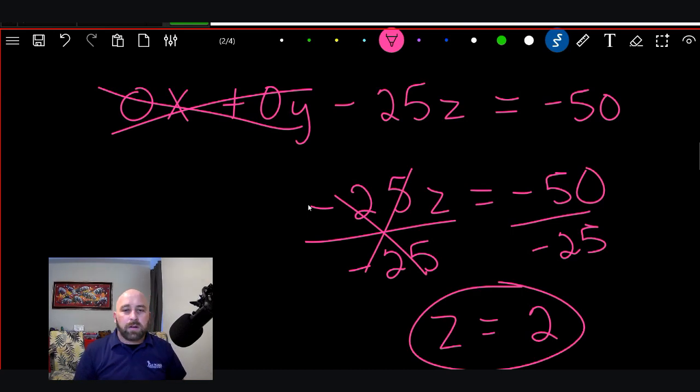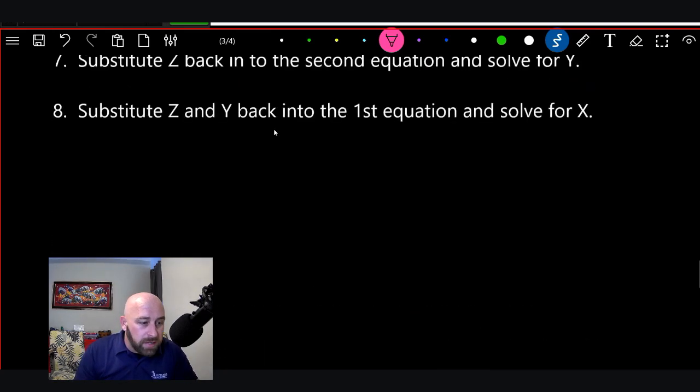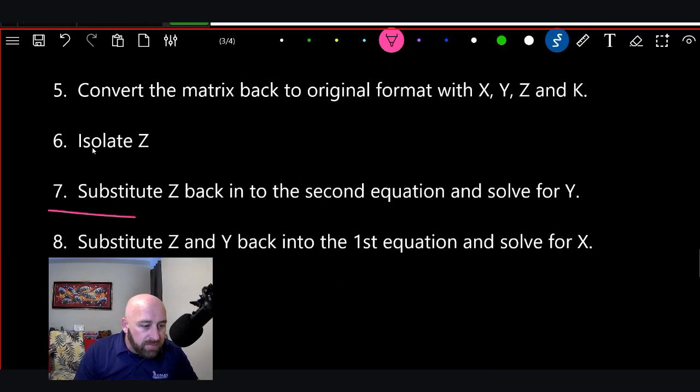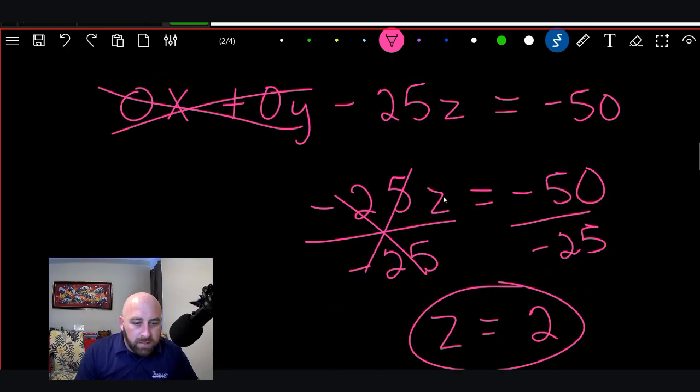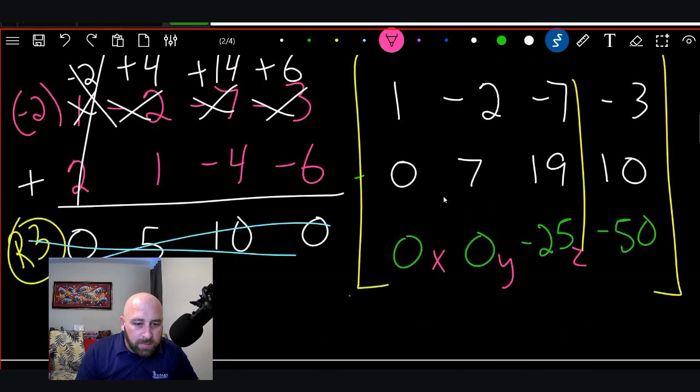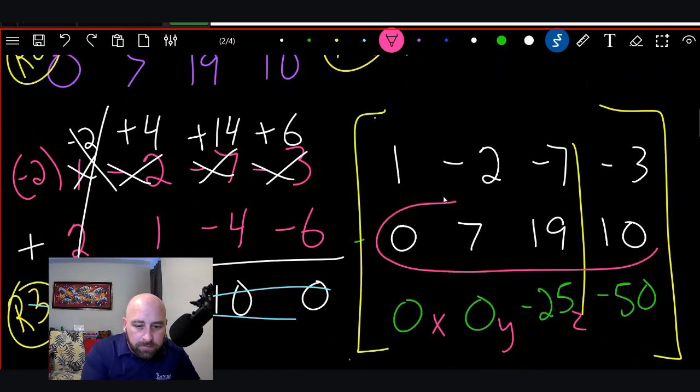All of that work right there, all of those hours, it seems like hours, right? All of those minutes of working on this, and we got z equals 2. All right, now what? You can probably imagine what to do now. Step 7 is substitute the z back in. We're going to take this z and substitute it back into this one.